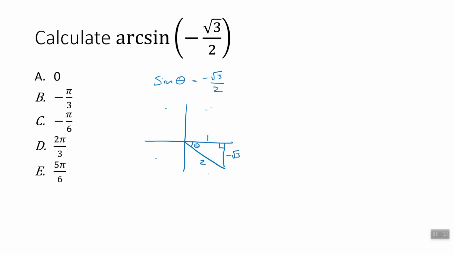This side must be 1, 2 square root of 3. The side opposite the square root of 3 is pi over 3. It's the larger side. And it's going down, so it's negative pi over 3. There's our answer.